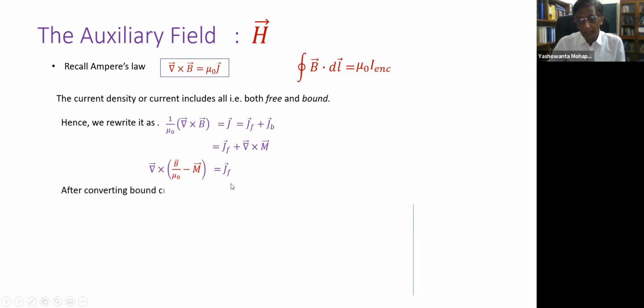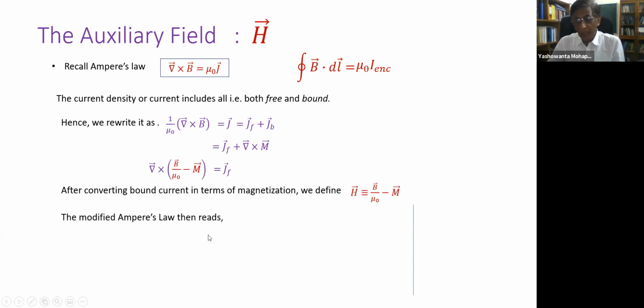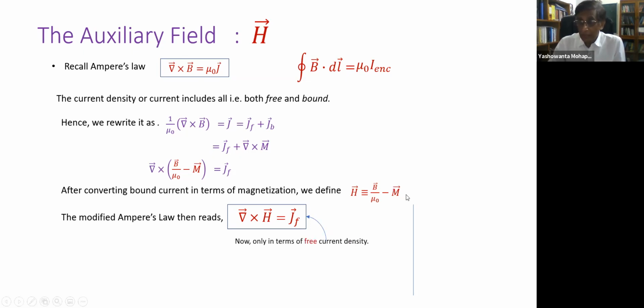and this quantity I call H. After converting the bound current in terms of magnetization, we define H as this quantity, B by mu naught minus M. So the modified Ampere's law then reads, simply, del cross H equals JF. That's neat. JF is the source, or the curl of H is simply JF, and that produces H. So now it is only in terms of free current.